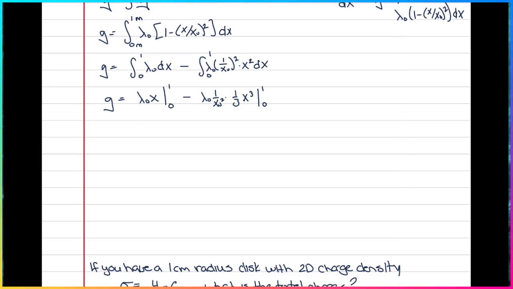And then you plug in numbers and you do all that, and I believe you get 2 nanocoulombs in this case. So in this case, the total charge is not 3 nanocoulombs, but it's 2 nanocoulombs. And that's because as you go to the right, the charge density was decreasing.